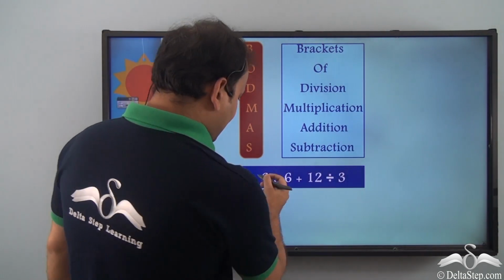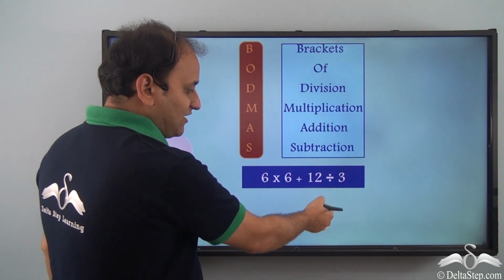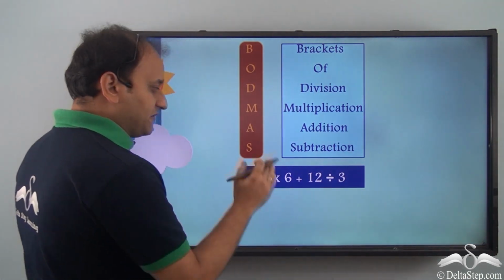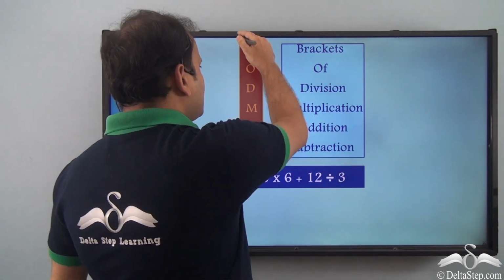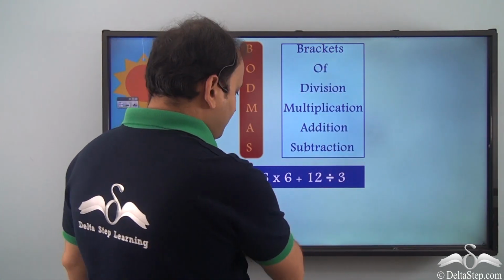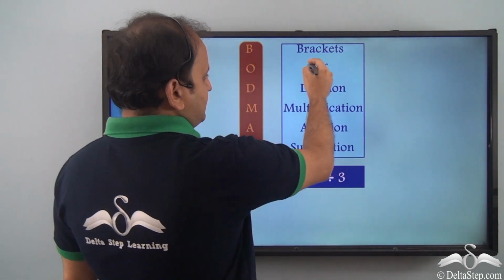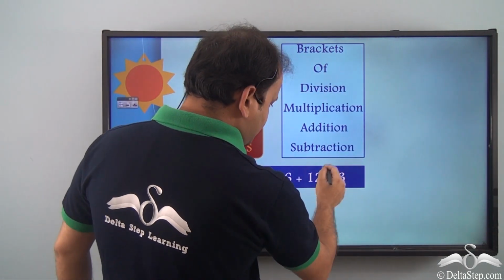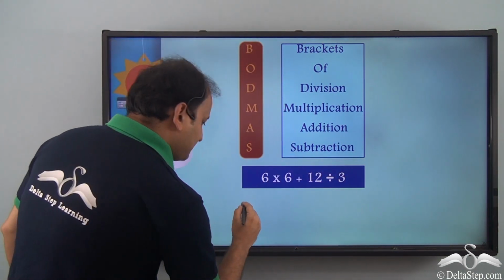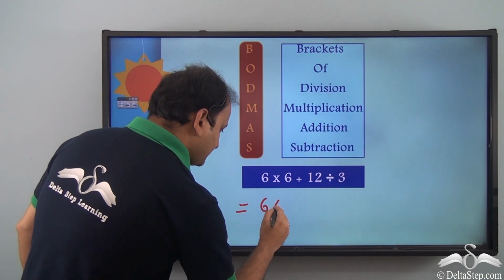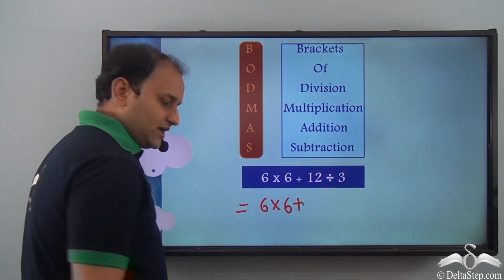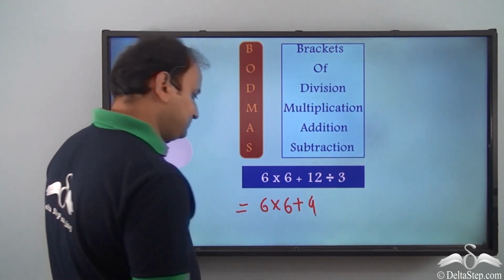So, what is the expression? It is 6 into 6 plus 12 divided by 3. In this, what is the first operation we will consider? According to BODMAS, first is brackets. We don't have any brackets here. Then of. We don't have any of either. Then we have division. So, we have division here. This is the first operation we will consider. So, this can be written as 6 into 6 plus 12 divided by 3, which is 4.